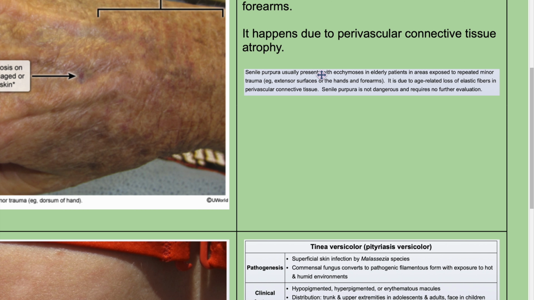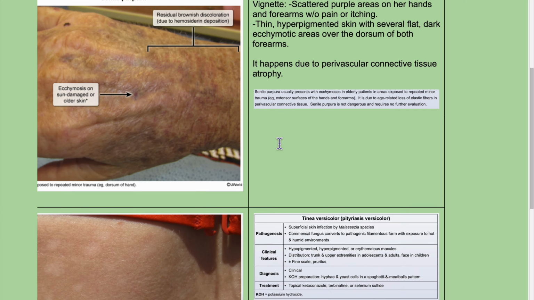Senile purpura usually presents with ecchymosis in elderly patients in areas exposed to repeated minor trauma, for example, the extensor surface of the hands and forearms. It is due to age-related loss of elastic fibers in perivascular connective tissue. Senile purpura is not dangerous and requires no further evaluation.